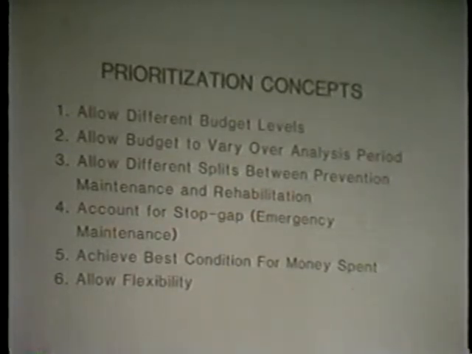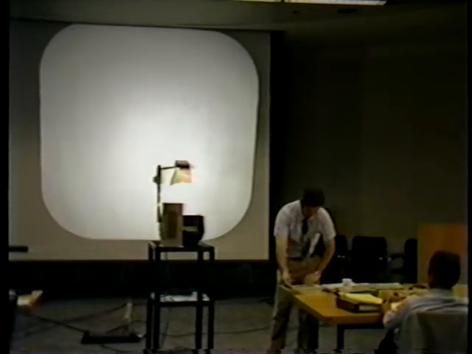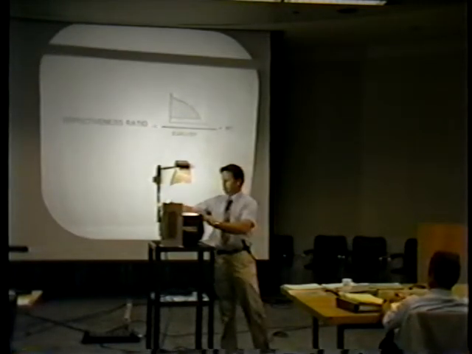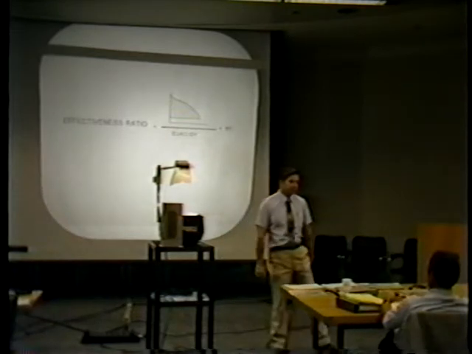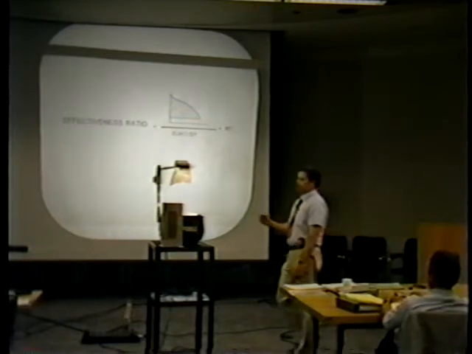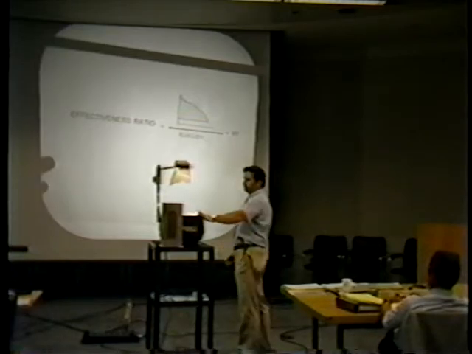We also collect information on deferred maintenance, and we come up with a method to achieve the best condition for the money spent while allowing the user the flexibility to look at different budget levels. The approach we used is simply to take the projected condition of the pavement and the area under the projection curve, which indicates the level of condition and how long it lasts.